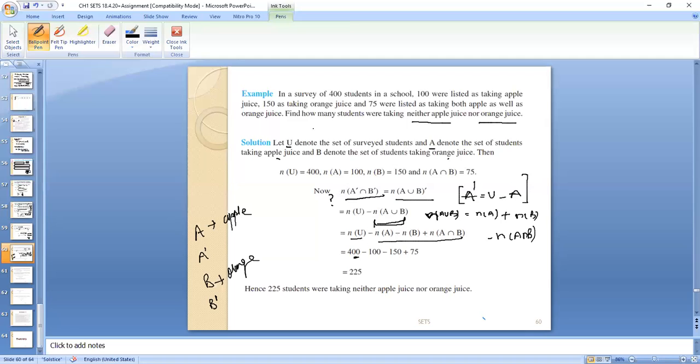Universal set, I'll write 400. Number of elements in A, 100. Number of elements in B, 150. Number of elements in A intersection B, 75. So I will add and subtract all the values. 400 plus 75 is 475, minus 250, which is 225. So our answer is 225 students were taking neither apple juice nor orange juice. This is the answer, right?